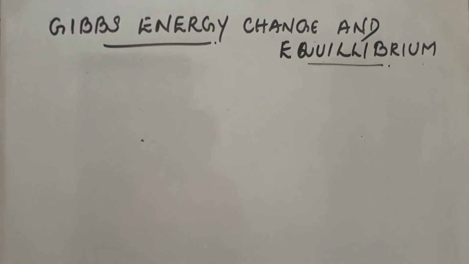Gibbs energy change and equilibrium. So we discussed spontaneity in the case of an irreversible process. Now what happens in a reversible process? In a reversible process the system is in equilibrium with the surroundings.